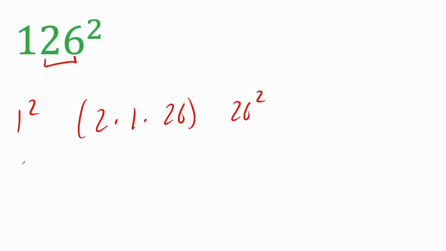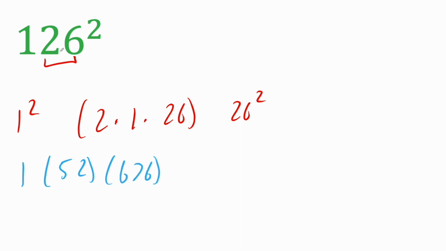15,876. All right, this is our next problem. These two pieces we're going to keep. And so we have 1 squared, parentheses, 2 times 1 times 26, close parentheses. And then we have 26 squared. So 1 squared gives us 1, parentheses, 2 times 1 times 26. 2 times 26 is 52. And then we have 26 squared, which is going to give us 676.